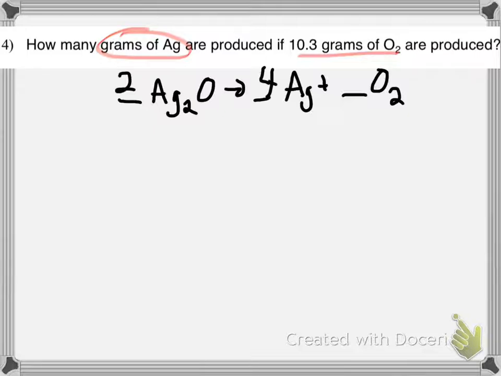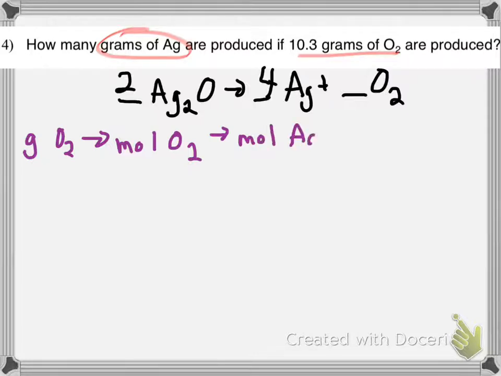So our path is going to be, we're starting with grams of oxygen, and the only thing we can convert grams of something into is moles of that same thing. That's by using the molar mass. So we can convert from grams of oxygen into moles of oxygen, and then we can use our mole ratio to convert from moles of oxygen into moles of silver, because that's the substance that we want. And then we can finish by converting from moles of silver into grams of silver. And so this is our path. So pause the video here and try and figure out your conversion factors and solve this problem.